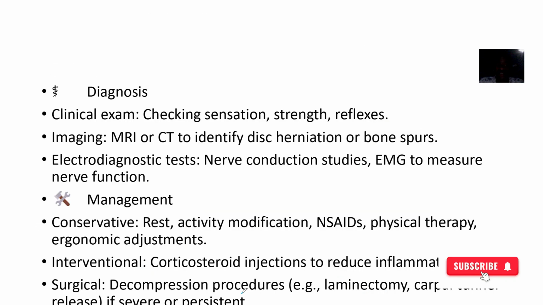So diagnosis is by clinical examination. You can use imaging, like MRI and CT scans, to identify the disc herniation. Then also the electrodiagnostic test, where you're basically trying to look at how electrical impulses are still being transmitted through that nerve.